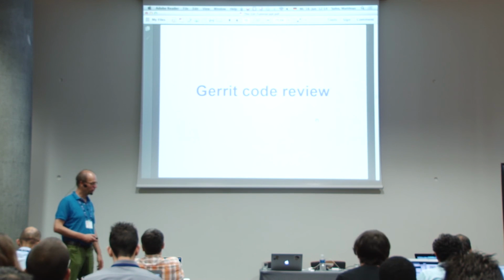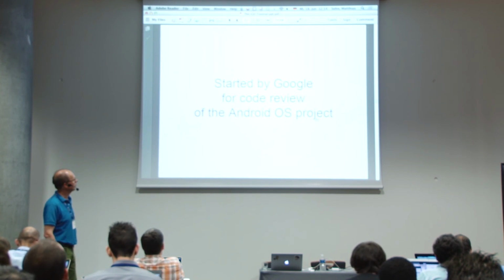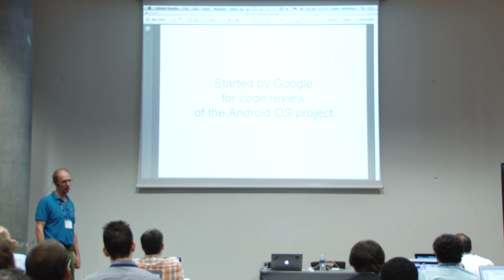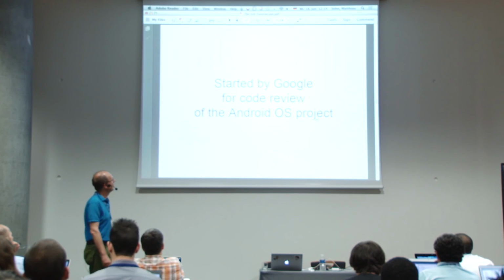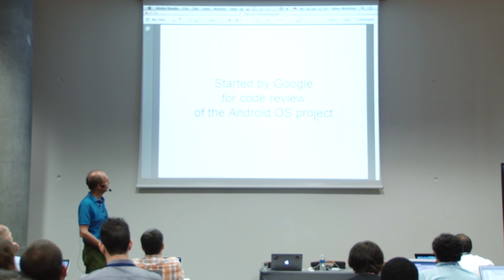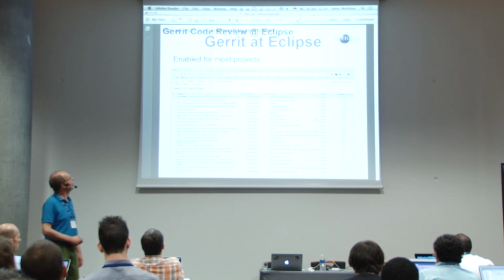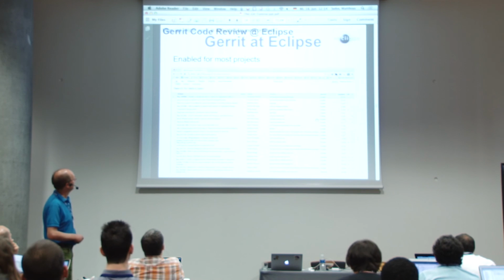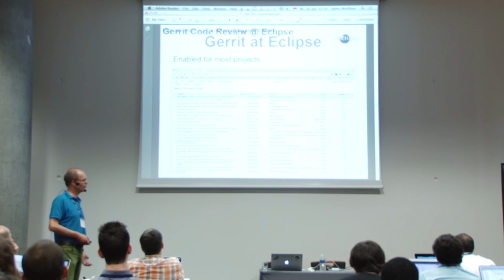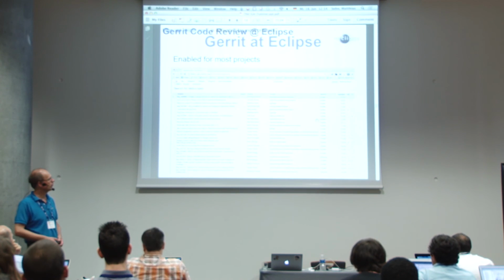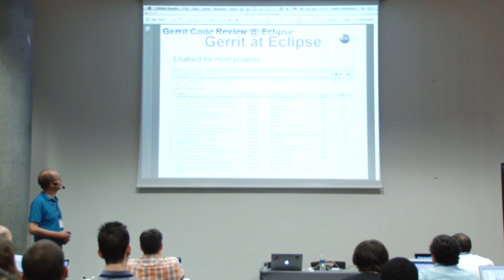So what is Gerrit Code Review? It was started by Google for code review on the Android open source project. So there are tons of contributors to Android. Many other companies are contributing. And they wanted to have a review process so that contributions are easy to manage. Sorry, the title is a bit mangled. Gerrit at Eclipse is enabled for most of the projects, so it's also the way to go if you want to contribute to some Eclipse project, because it's easier if you compare to the traditional contribution process.